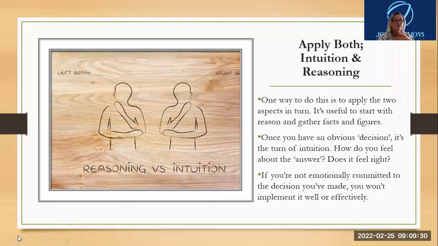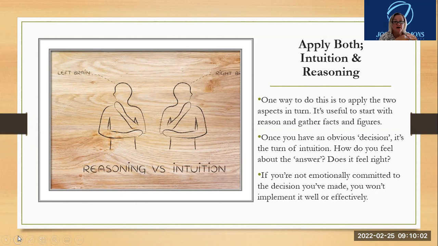So here we are with applying both intuition and reasoning. Our intuition is our right brain and our reasoning is our left brain. One way to apply both aspects is to start with reason. Gather your facts and your figures. And once you have an obvious decision, then turn it over to your intuition and work out how you actually feel about the answer. Does it feel right?